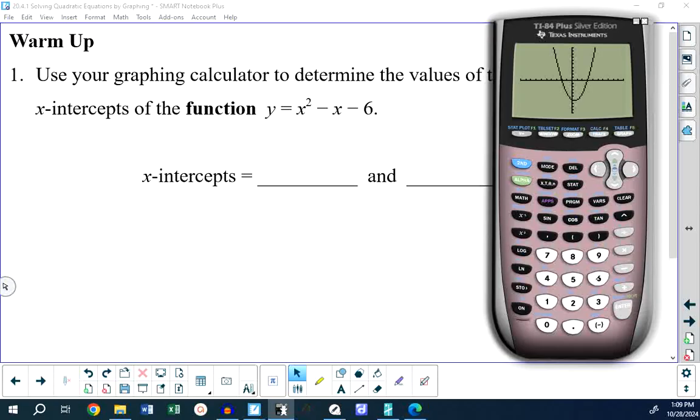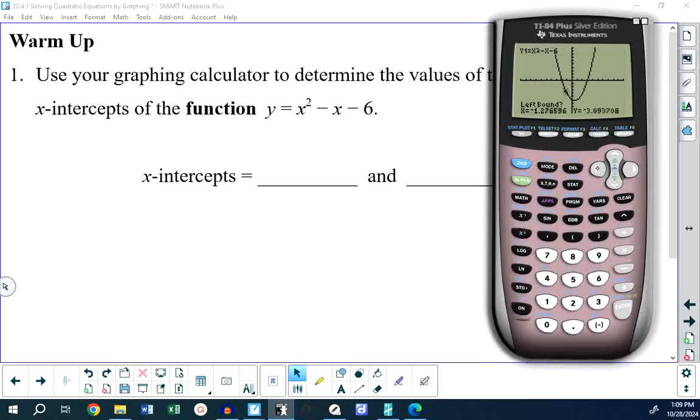And a reminder to calculate an x-intercept on your calculator, or to find it, you go second trace to get into the calculate menu and you choose 0. Well, this is interesting. We're choosing 0. The function's x-intercepts are going to be found by choosing 0 in this menu. And that's because what we're doing is we're finding a value of x that makes this expression 0. Okay? So we choose that.